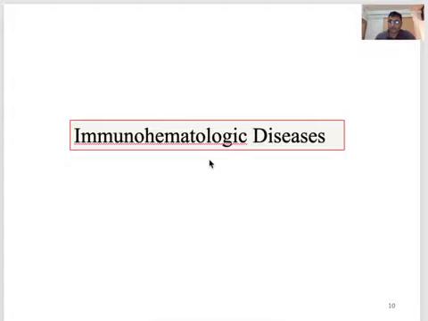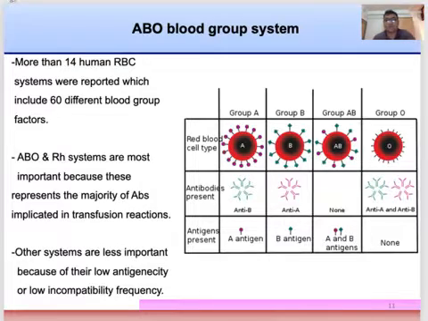So first we need to understand the blood group system. I think you all know about these blood group systems. However, just for the recap, there are actually more than 14 human red blood cell systems reported till now, which include 60 different blood group factors. Among them, the ABO and RH systems are most important because they represent the majority of antibodies implicated in transfusion reactions. Other systems are less important because of their low antigenicity or low incompatibility frequency.